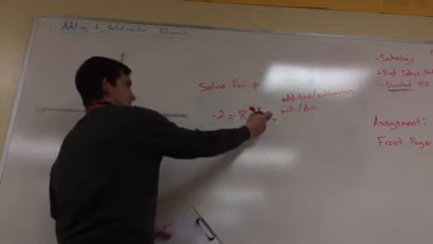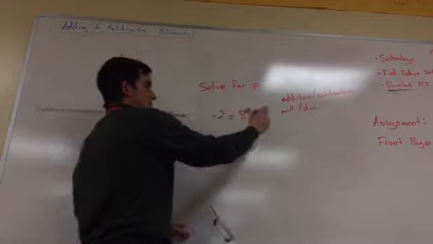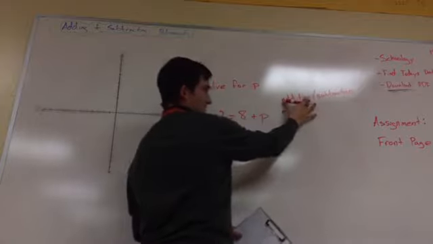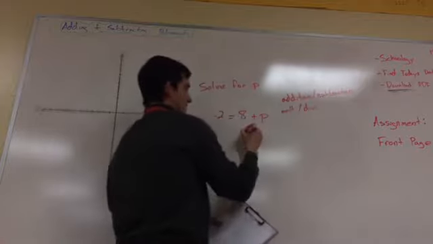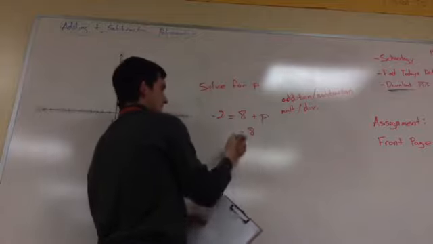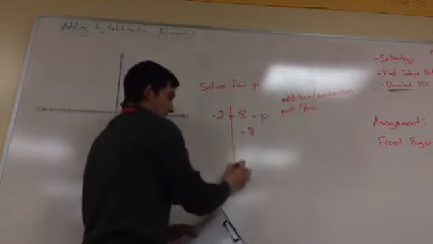So if I see p plus 8, it's plus, so it's addition. I need to do the opposite, subtraction. I'm going to subtract 8 from this side. And what I do to one side, now I want you to keep all your work organized.